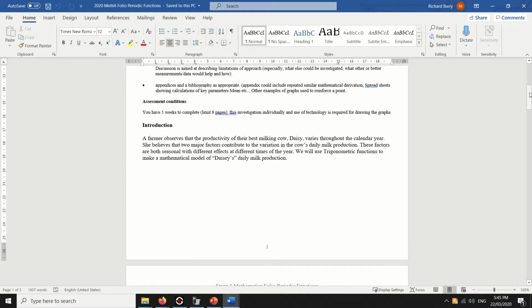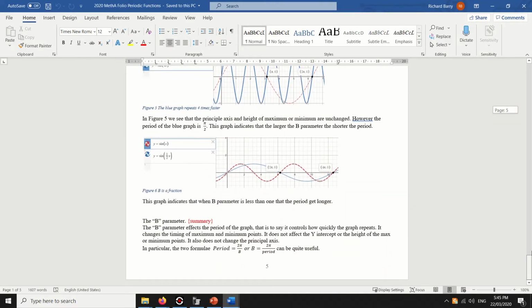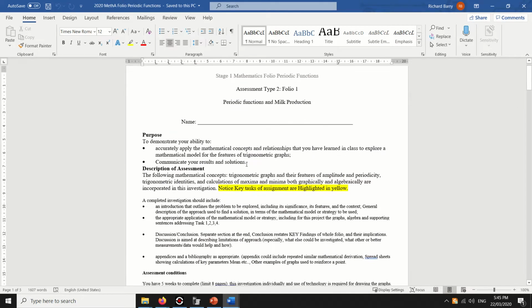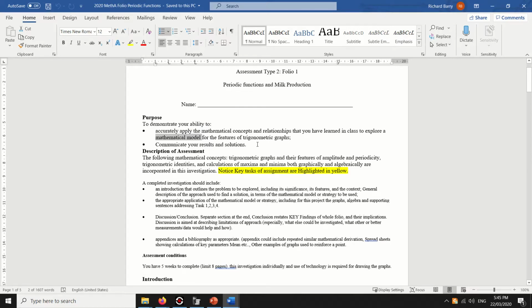Now, it can be a bit daunting to open up a question sheet that goes on page after page. I'd just like to remind people first up that the key tasks that students need to do are what's highlighted in yellow. We have a descriptive page at the start talking about the purpose of this task, which is to learn about the idea of mathematical modelling, in particular for periodic functions, which means sine and cos, and to present your answers and findings in a project format. So that's discussed through this section.